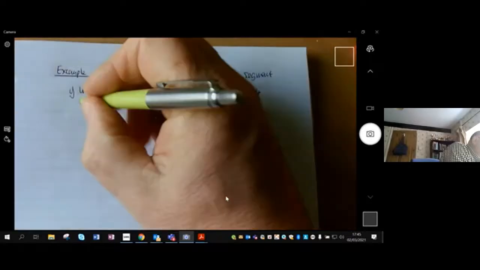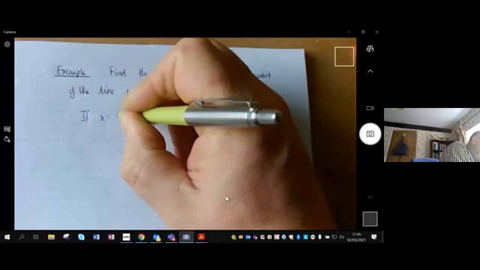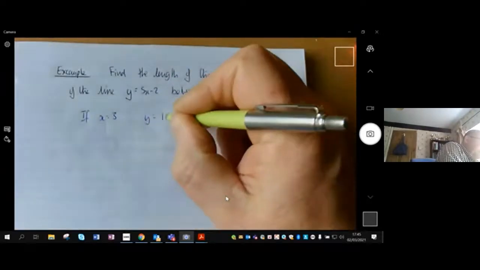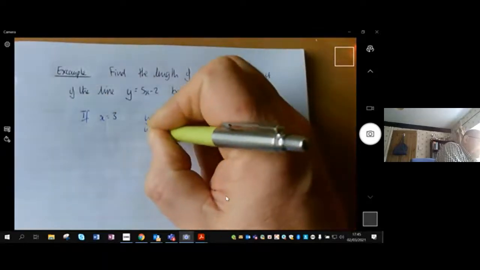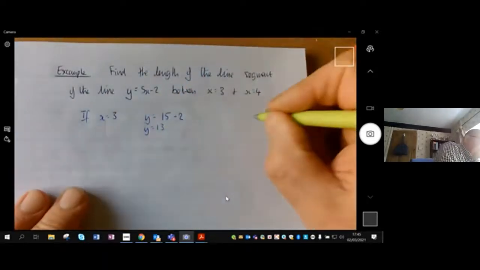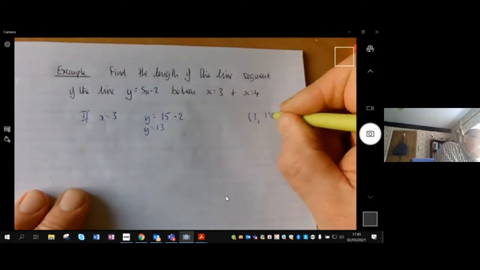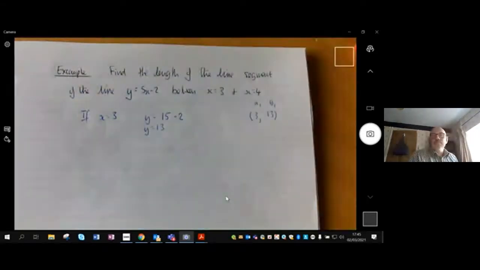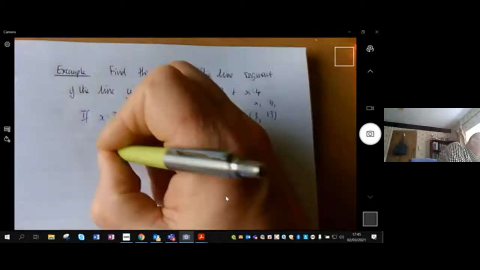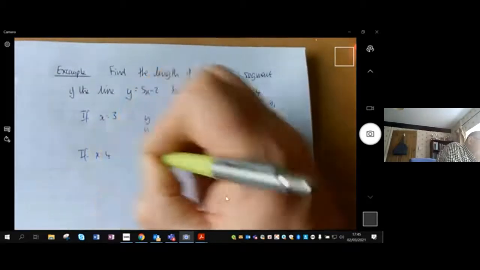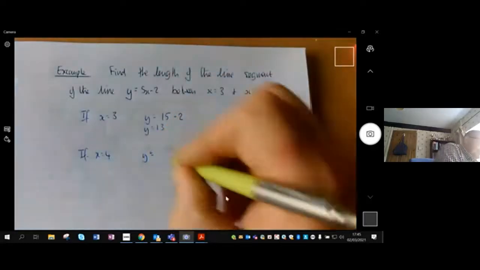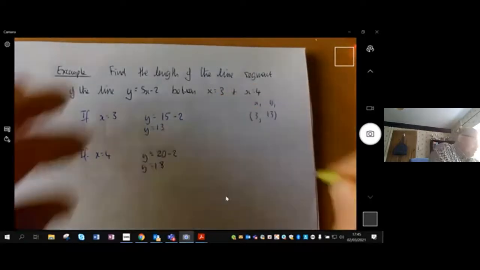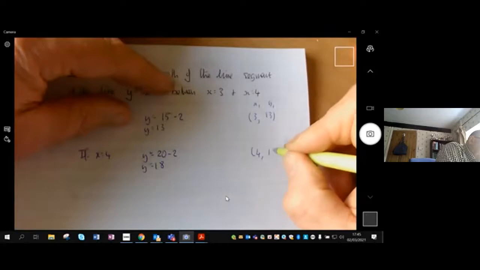If x equals 3, tell the examiner where these numbers are coming from. y equals 15 minus 2, y equals 13, which gives me 3, 13, which I'll call x1, y1. If x equals 4, y equals 20 minus 2, y equals 18, which gives me the point 4, 18.